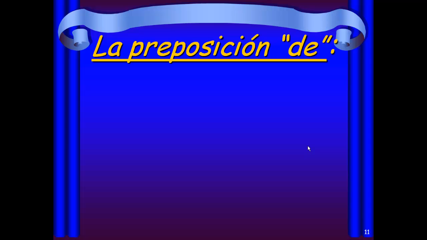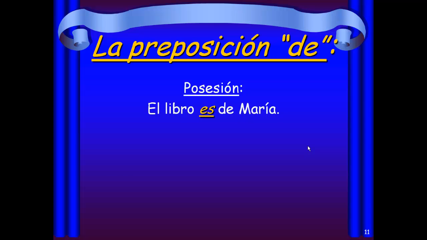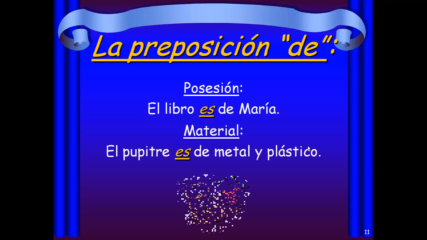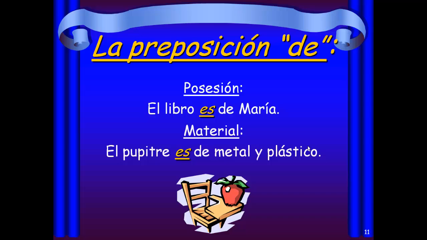And then finally, the preposition de. El libro es de María. It is Maria's book. Or material. El pupitre es de metal y plástico. The desk is made of metal and plastic.